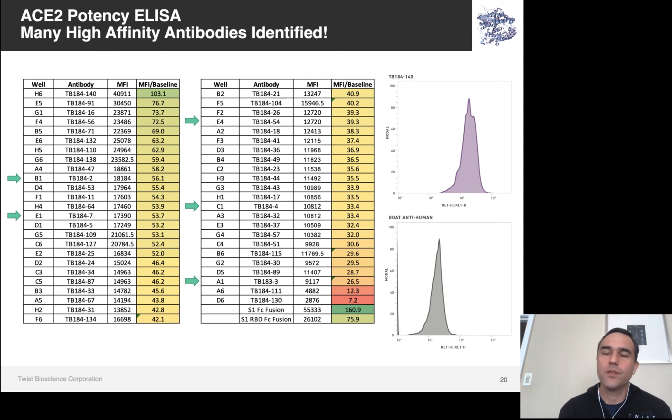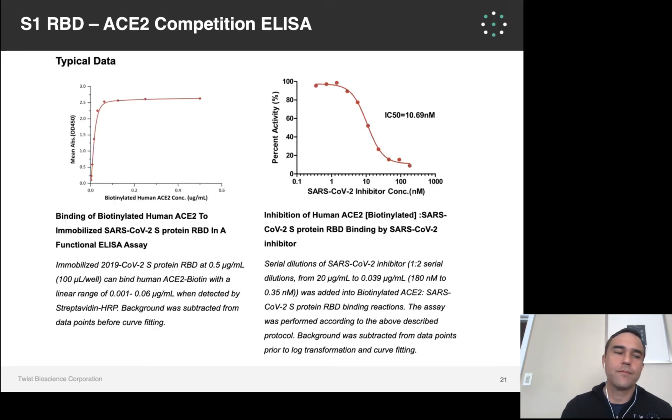So again, Vero E6 cells are a monkey cell line that actually express ACE2, and we tested all of our ACE2 antibodies for binding to this cell line. And here you can see that a lot of our top clones, which are shown in green, show nice high affinity binding to the cell line using this assay.